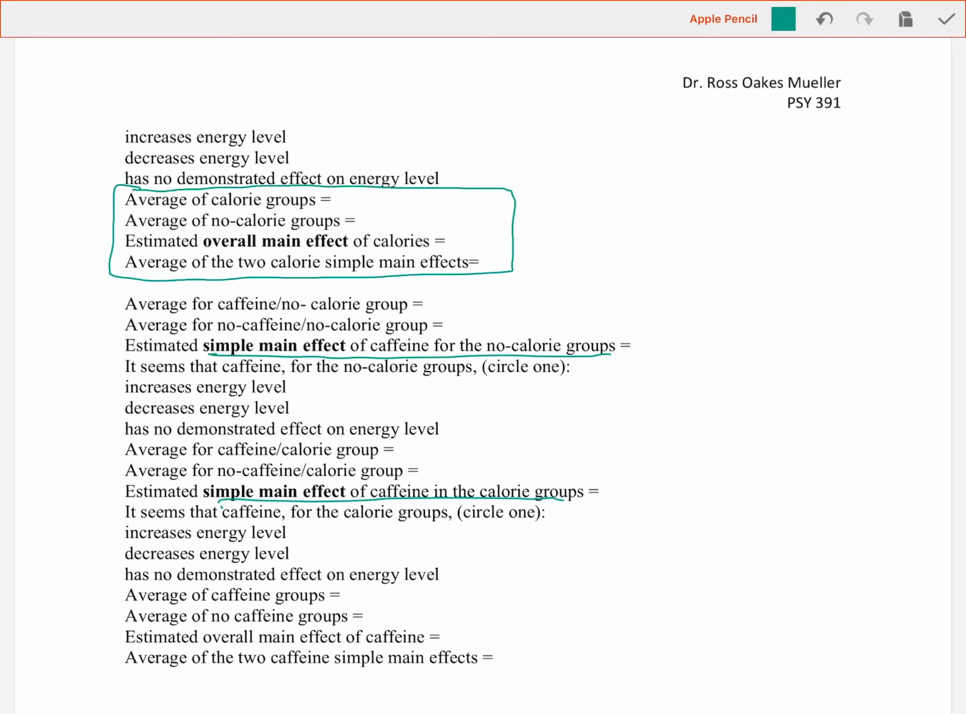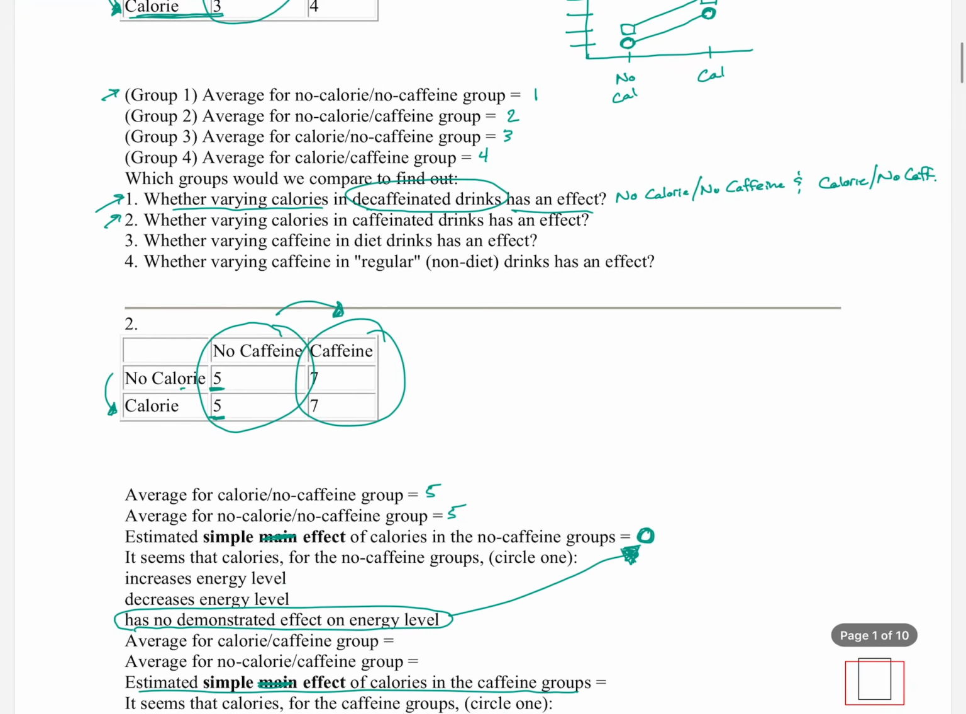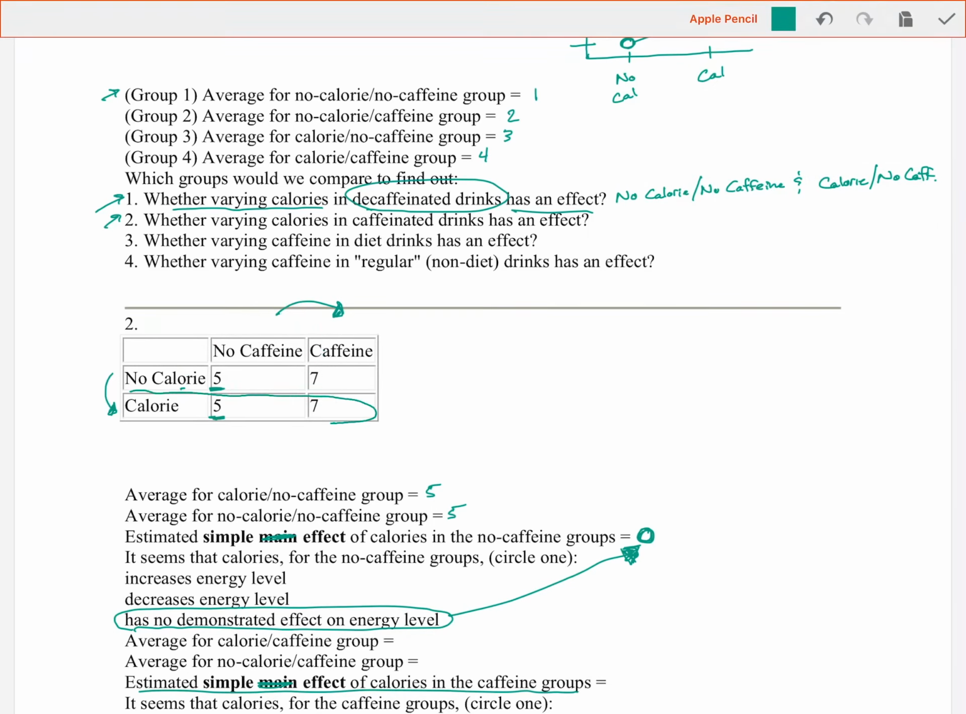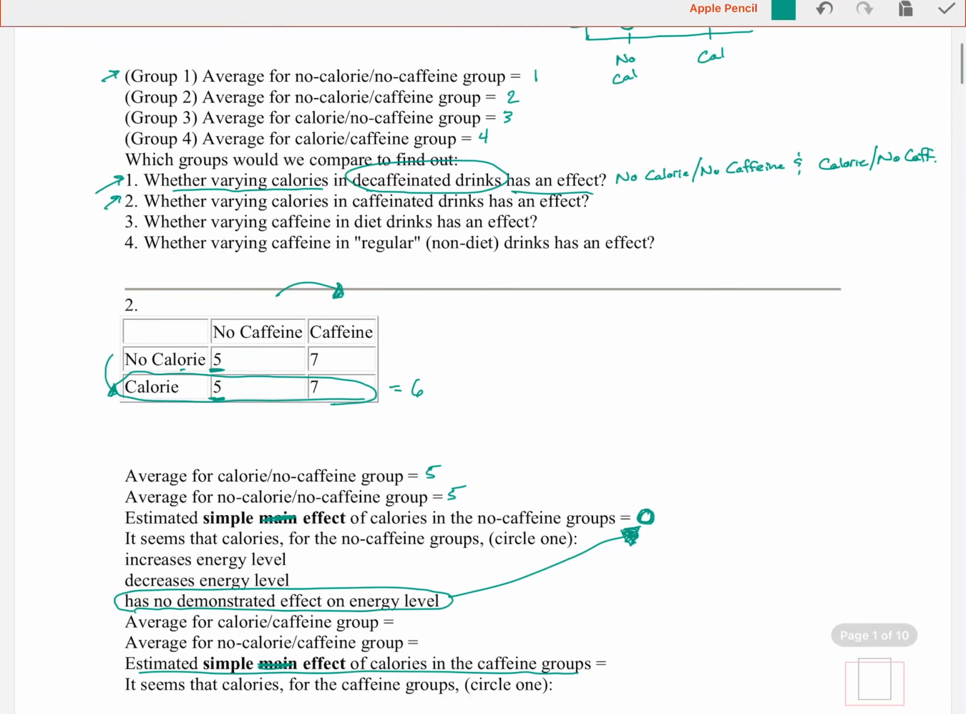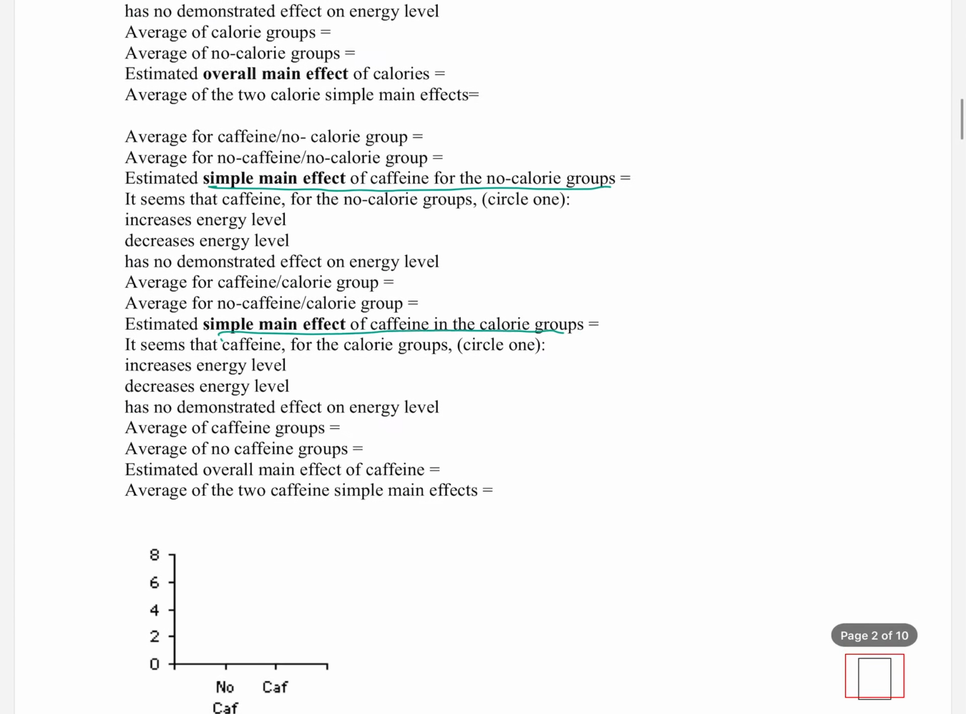Again, your worksheets are a little bit better separated, but you're going to look at overall main effects of calories. So here what we want to do is we actually want to average the calorie groups and then average the no calorie groups. Okay, so let's take a look at our average of the calorie groups. I want to find the average of the calorie groups. That's going to be the average of these two. The average of 5 and 7 is 6. When I look at the average of the no calorie groups, that's an average of 5 and 7. That's going to be 6 as well.